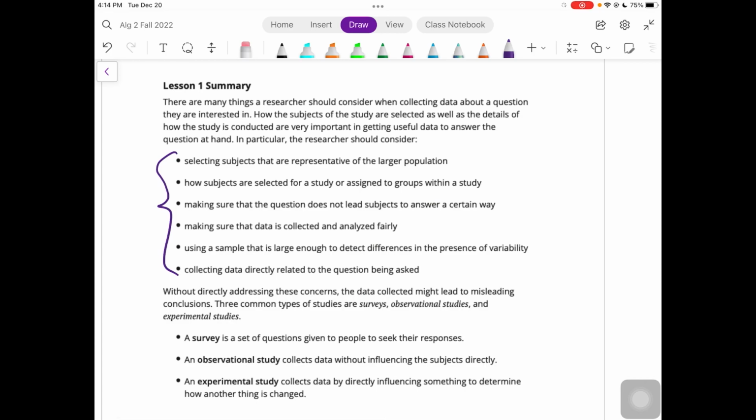They want to select subjects that are representative of a larger population. Randomizing is a great idea. How subjects are selected for the study or assigned to groups, again, randomizing is helpful. Making sure that the question doesn't lead subjects to a certain answer. Making sure the data is collected and analyzed fairly. Using a sample that is large enough to detect differences in the presence of variability. And collecting data directly related to the question being asked. So those are some considerations that a researcher might need to use when they want to collect data to answer a certain question.